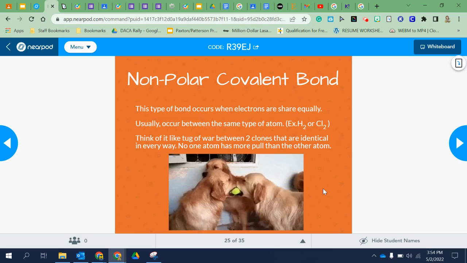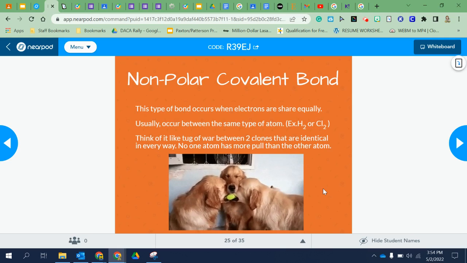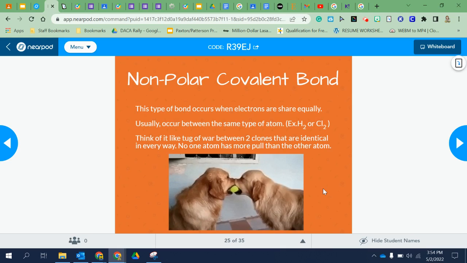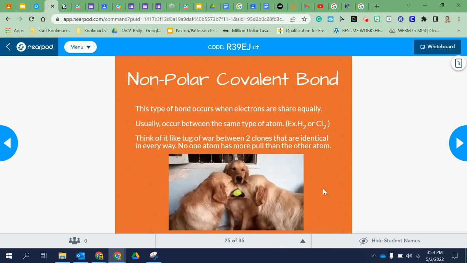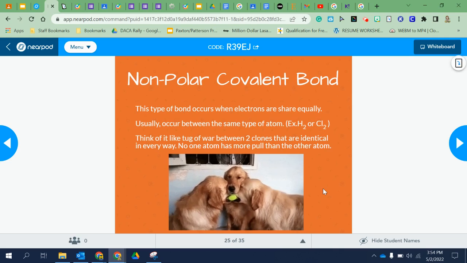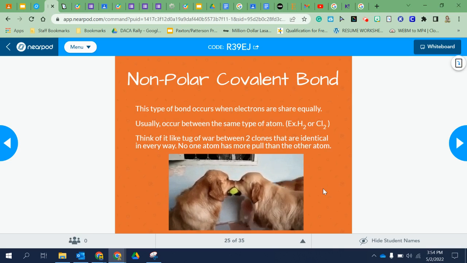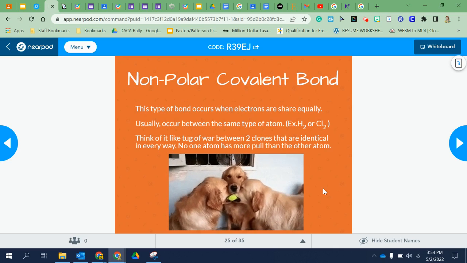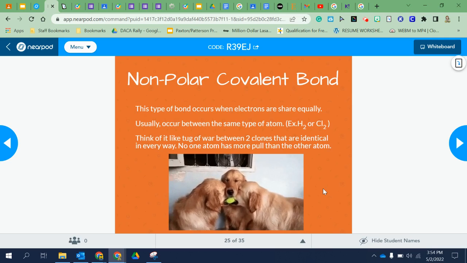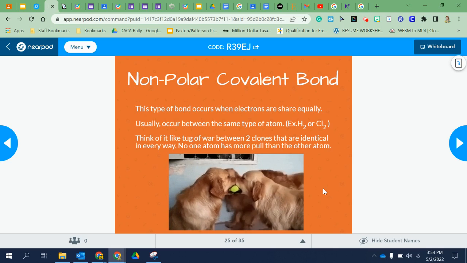And so it's kind of like these two dogs playing tug of war. Not one of them is pulling more than the other, right? Think one is a hydrogen and the other is a hydrogen pulling an electron. They both have the same amount of pull, so no one has more pull than the other. Like I said, two clones playing tug of war, they're identical in every single way, and not one atom has more pull than the other, so they are shared equally.